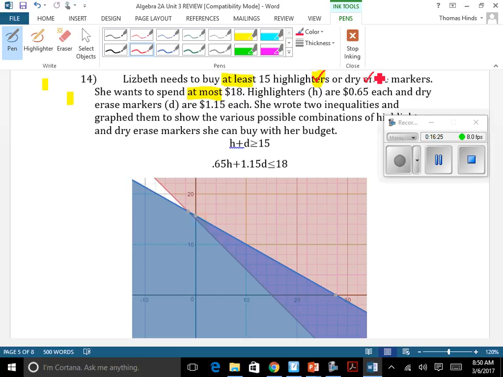All right. So we're identifying two things here. Elizabeth needs to buy at least 15 highlighters. At least, we know it's going to be there. As a matter of fact, let's put in the symbol for at least. Let's start off with an equal sign. So do me a favor, put an equal sign above your at least, because we're about to turn it into a greater than, less than thing.